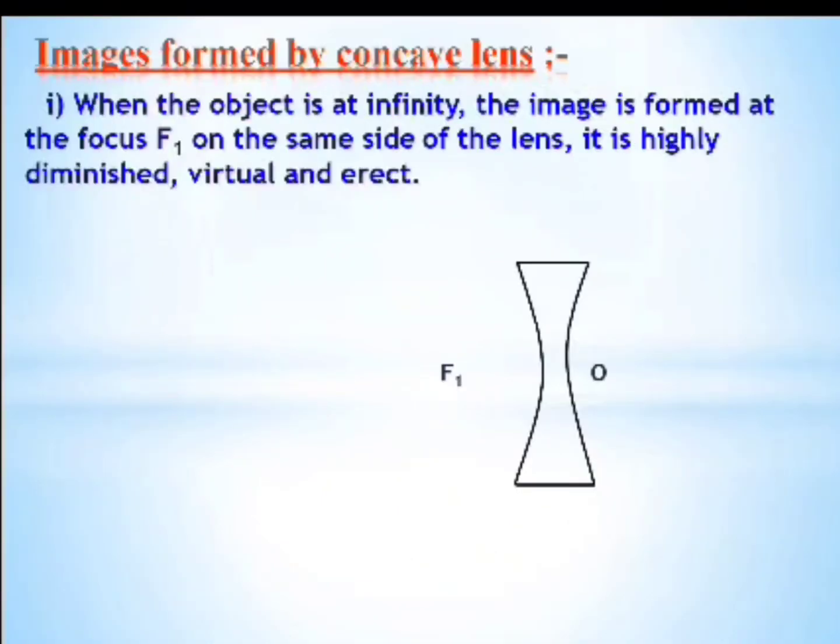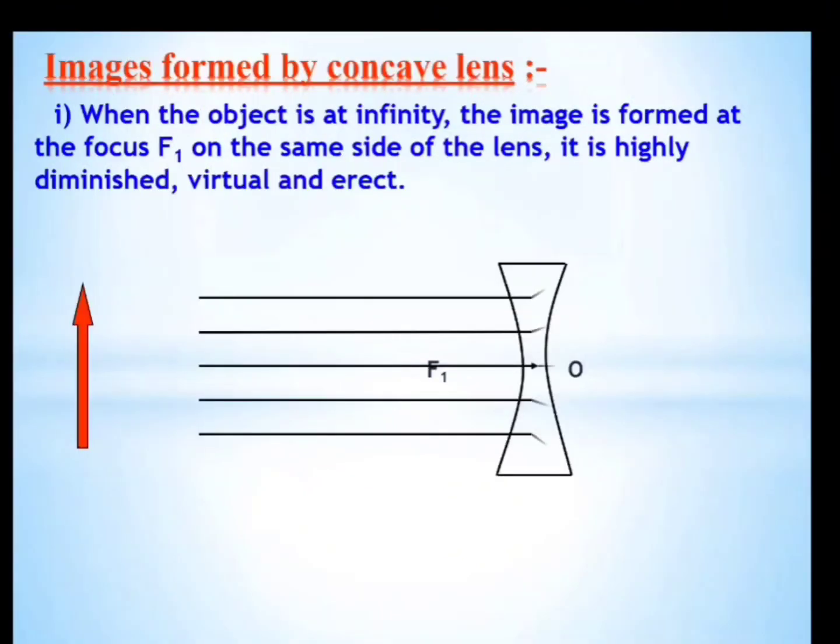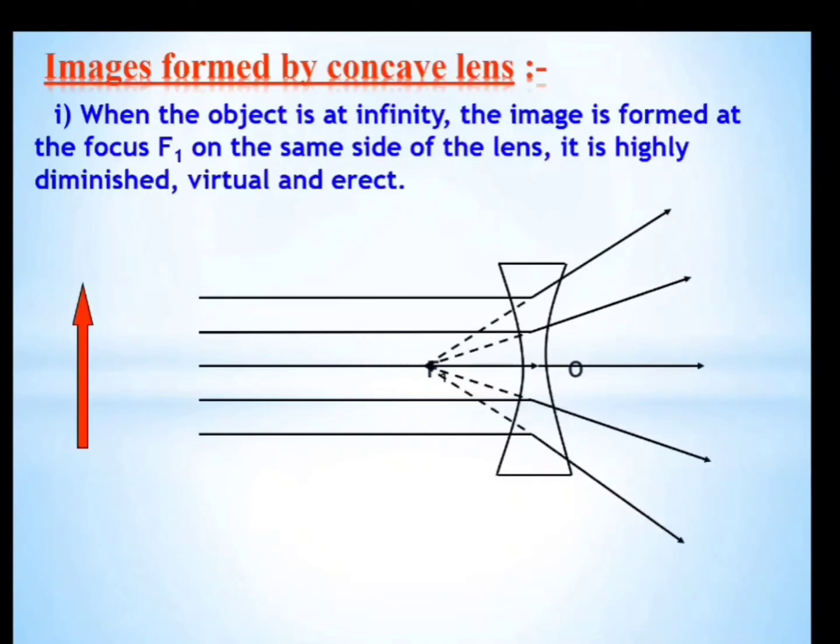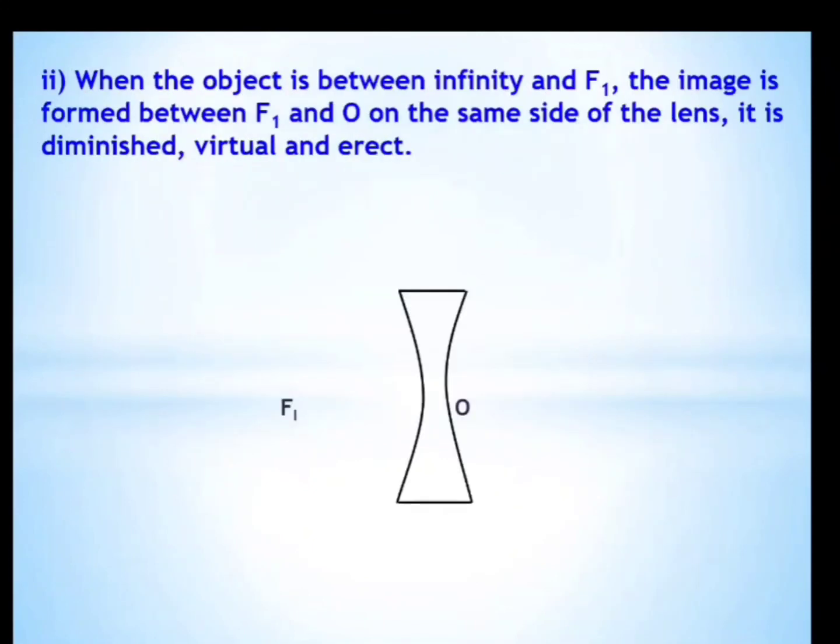In the case of concave lens, when the object is at infinity, the image is formed at the focus. Because all the rays coming parallel to principal axis will diverge in such a manner that they appear to be coming from the focus. So a virtual, erect and highly diminished image will be formed at F, right?